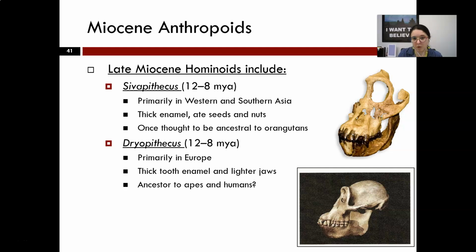Some of the more famous hominoids at this time, so early ape-like fossils we see, are Ceveapithecus and Dryopithecus. Ceveapithecus is also known for its very thick enamel teeth, and it's actually remarkably similar in terms of its other facial traits to modern orangutans. So it's been argued that potentially they represent one of the direct ancestors to living orangs. Dryopithecus, on the other hand, has much thinner dental enamel, lighter jaws, and it looks a lot more like contemporary African apes, so chimpanzees and gorillas.